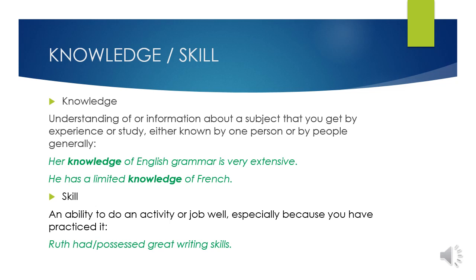Knowledge and skill. Knowledge is understanding of or information about a subject that you get by experience or study, either known by one person or by people generally. For example, her knowledge of English grammar is very extensive. He has a limited knowledge of French. And skill. Skill is an ability to do an activity or a job well, especially because you have practiced it. Ruth had great writing skills.